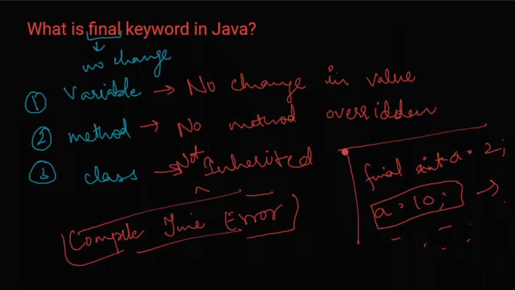So that's what a final keyword does. For a variable, it won't change the value. For a method, it won't be overridden. And for a class, it won't be inherited.